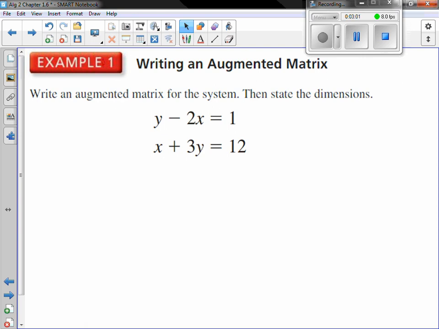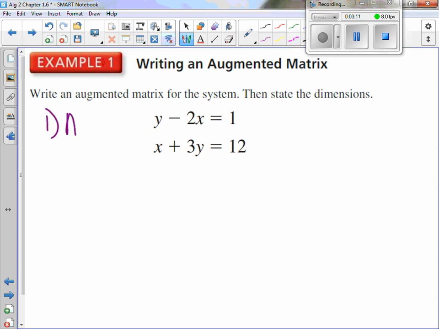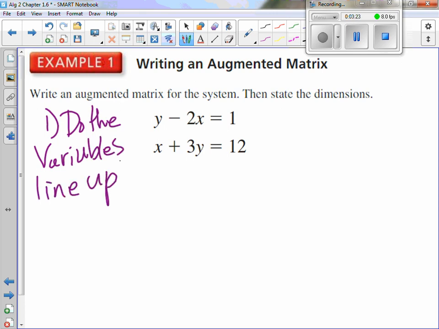So this will make more sense as we actually look at it. When we write an augmented matrix, first thing: do the variables line up? And here it's no, because here we have y and then negative 2x equals 1, and on the bottom we have x plus 3y equals 12. They don't match up. In the first equation, y is first, not x.